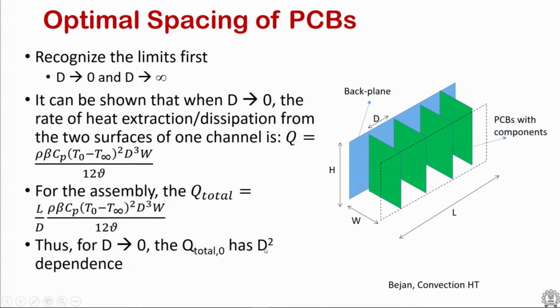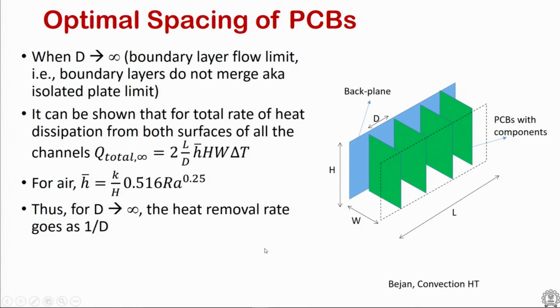Similarly, if you look at the D tending to infinity case, where the spacing between the two plates is so far apart that one can use the vertical flat plate correlation, then one can write, similar to what we discussed just now, using the correlation for air, heat transfer coefficient times A times delta T. Delta T again is the temperature driving force between the isothermal temperature of the plate and the inlet temperature. The heat transfer coefficient is given by the vertical flat plate correlation. If you calculate the total heat transfer from this stack, then it is inversely proportional to D.